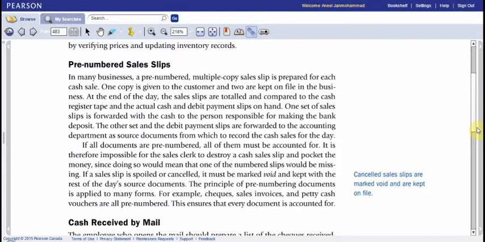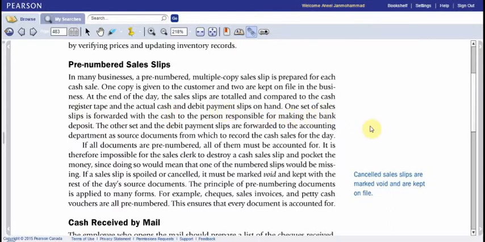Okay, so multiple copies of sales slips are prepared. One copy is given to the customer, so the customer can have their record, and 2 are kept for the business. In this book, I know sometimes businesses only keep 1, but for the purpose of this book, let's talk about 2 being kept for the business. Okay, so at the end of the day, all the sales slips are totaled and compared to the cash register tape and the actual cash and debit payment slips on hand.